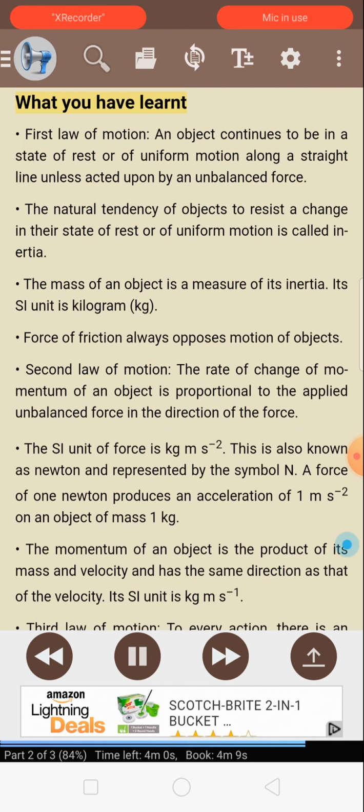What you have learned. First law of motion. An object continues to be in a state of rest or of uniform motion along a straight line unless acted upon by an unbalanced force. The natural tendency of objects to resist a change in their state of rest or of uniform motion is called inertia. The mass of an object is a measure of its inertia. Its SI unit is kilogram. Force of friction always opposes motion of objects.